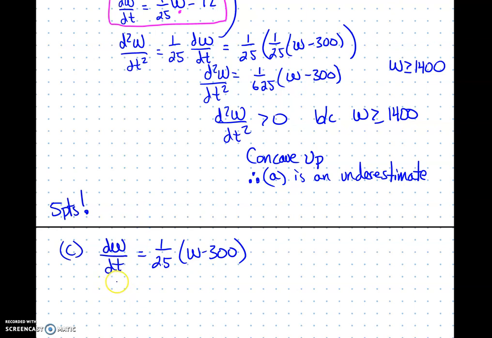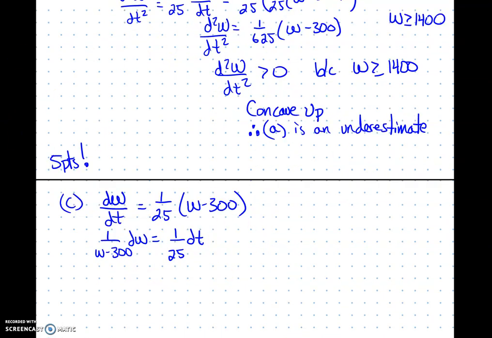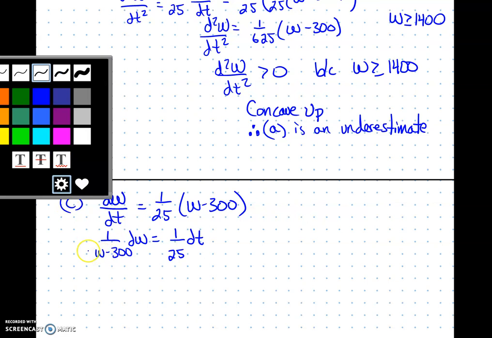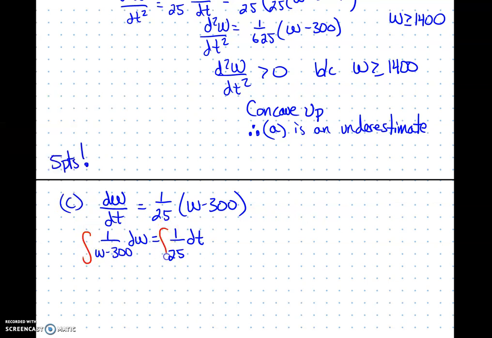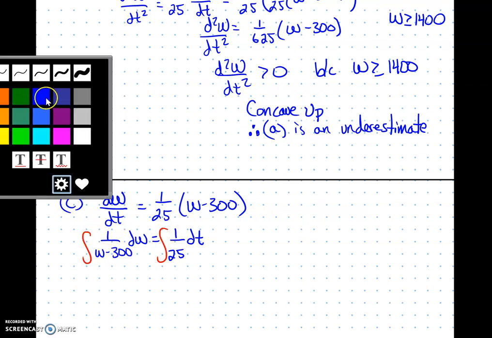This might look a little bit different because it is written in terms of w and t, but this is the same exact principle as when we had x's and y's. I brought everything with a w onto one side and everything with a t on the other side. That's my separate. Once I separate, then I integrate.